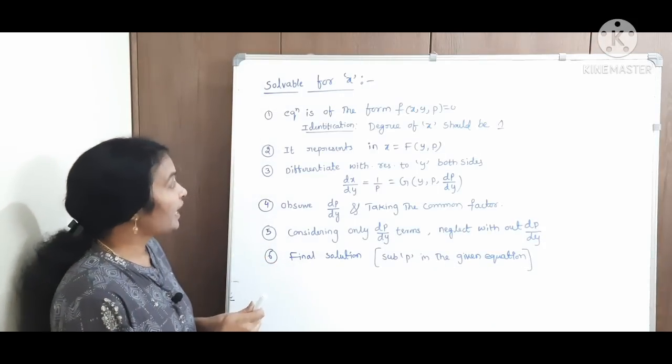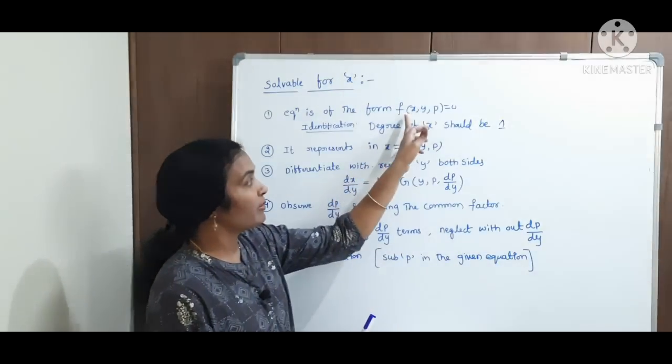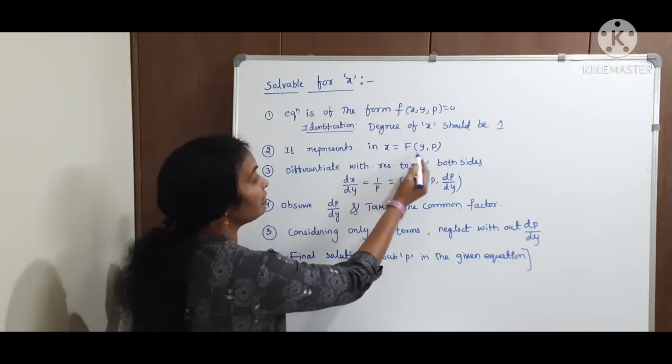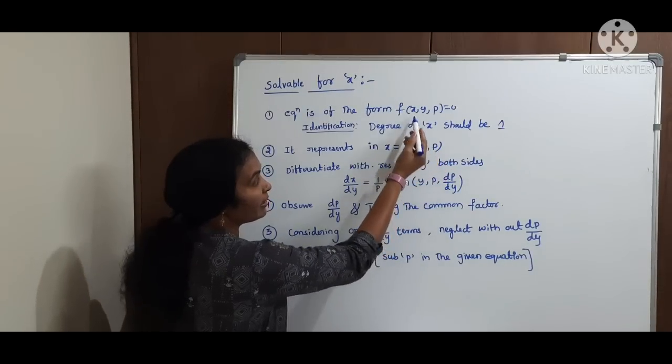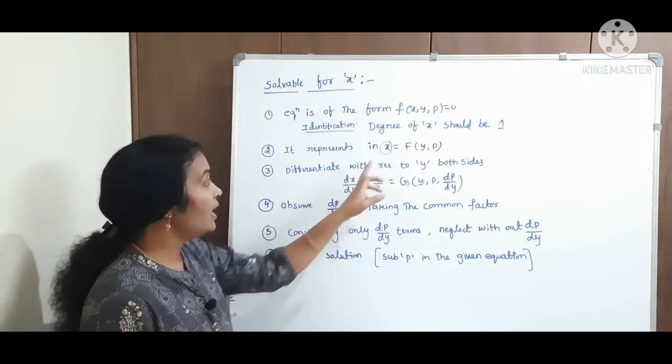Is it clear? And next, the equation is of the form f x y p equal to 0. Then you need to write x is equal to f of y comma p. Why? Because you need to solve for x, right? We are going to solve for x here.